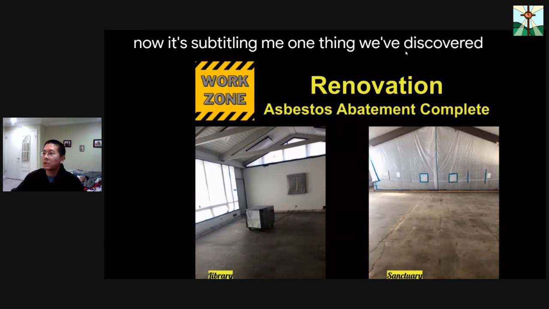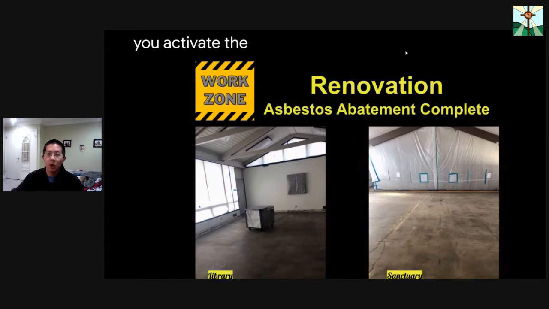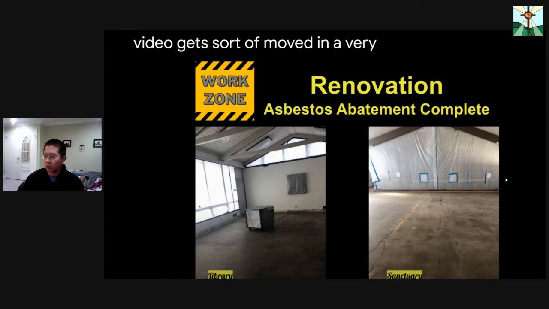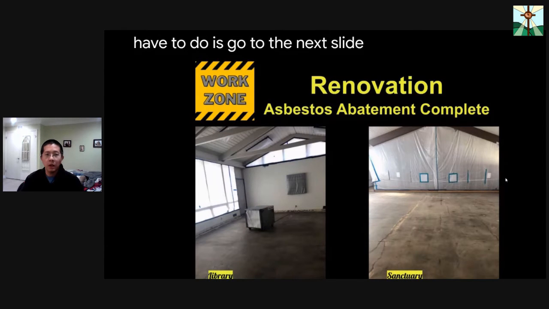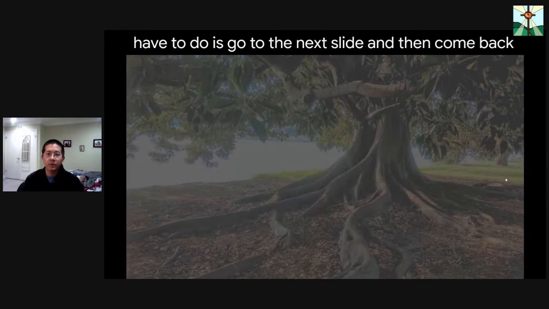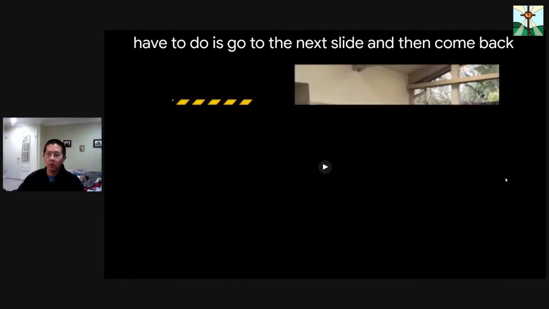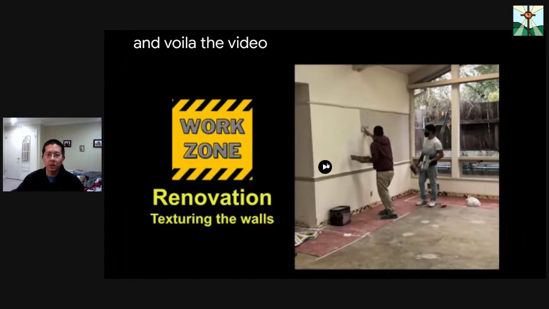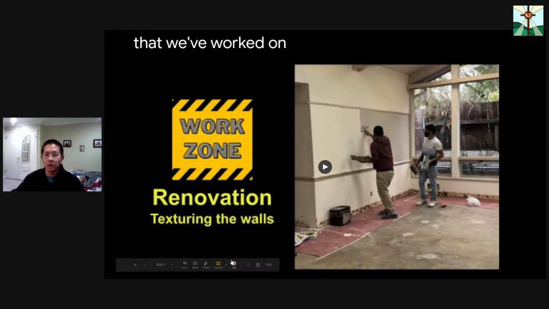One thing we've discovered is if you activate the captions while a video is playing, the video gets moved in a very strange way. All you have to do is go to the next slide, and then come back, and voila, the video is in the correct place again. I don't know why that happens. It's a bug, but it's something that we've worked on and figured out a way around.